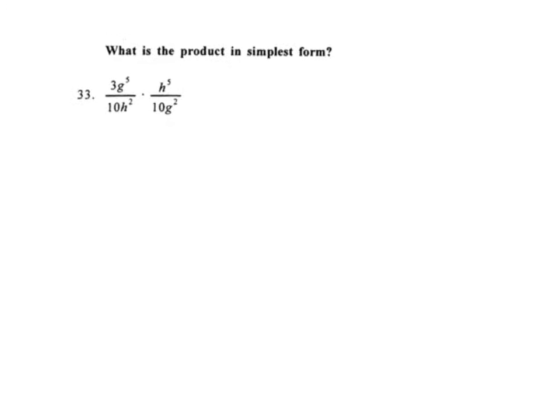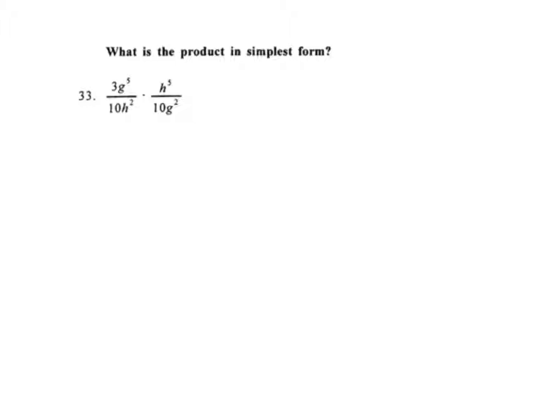All right, this is 33 and 34 of your final review. It says, what is the product in the simplest form? We have 3g to the 5th divided by 10h squared, and then we have h to the 5th divided by 10g squared. And we're multiplying. So we're going to multiply straight across.